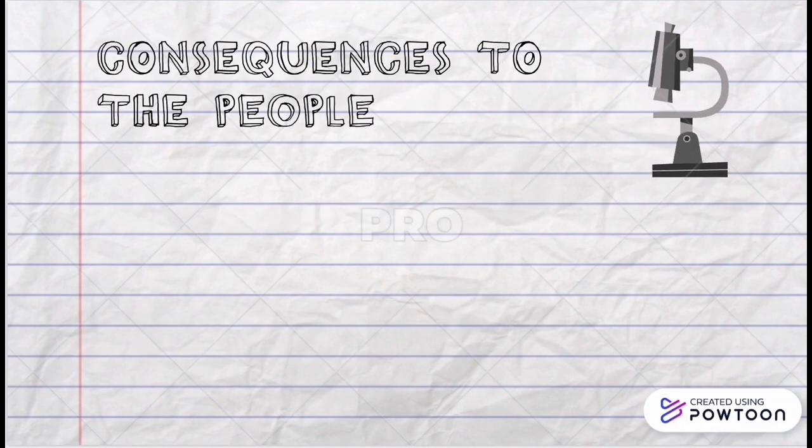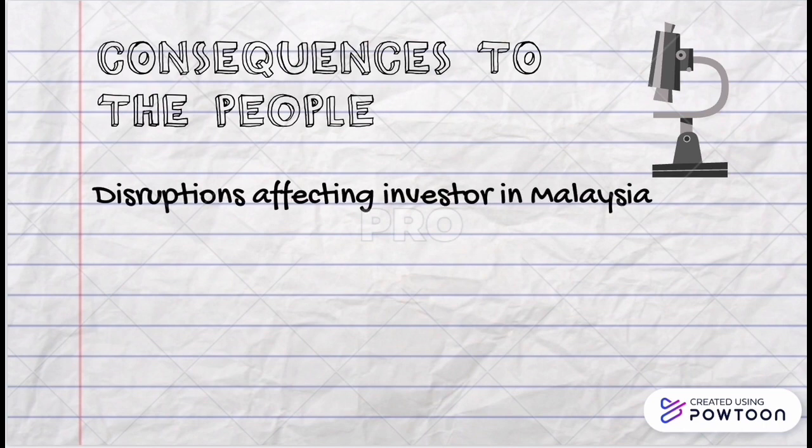The first point is that the disruptions will affect investors in Malaysia. The second point is that people will remember the MH17 accident. It brought the trauma back when they heard about the Russians, as this relates most to the time when the plane was shot down, as it involves two countries.